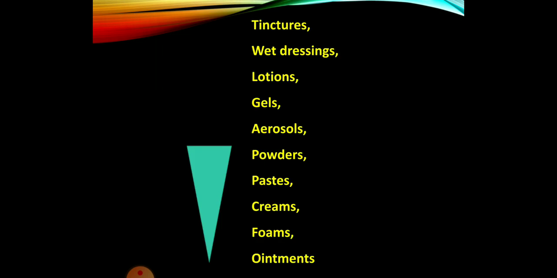So we are shifting to the next slide. In this slide you will see it's coming from above downwards. The tinctures are basically alcoholic solutions of macerated vegetable drugs, and wet dressings are mostly applied on oozing lesions. We are using calamine or potassium permanganate, 1:4,000 to 1:10,000 strength. Then come lotions, which are basically liquid preparations containing medicinal ingredients meant for local action, usually used externally. The gels are a form which will be discussed later.